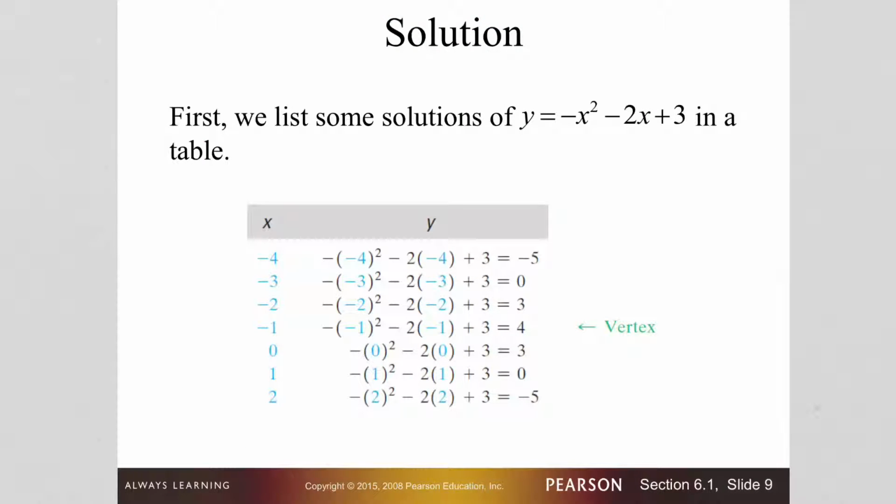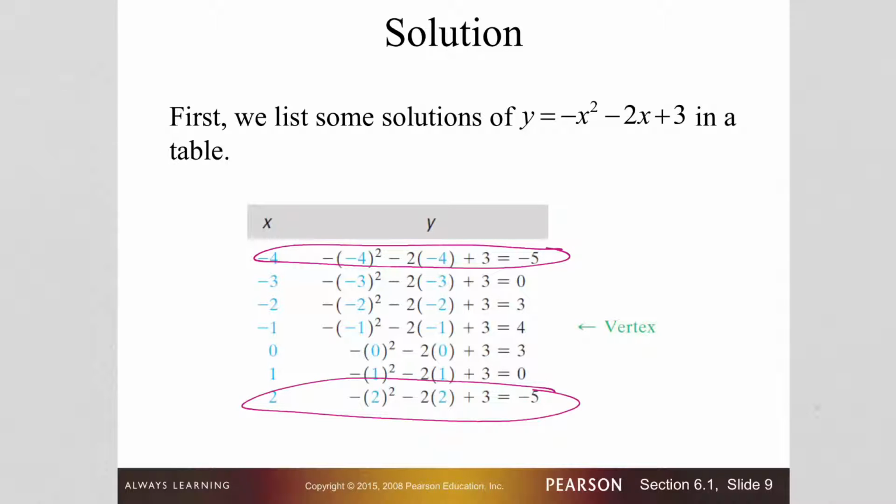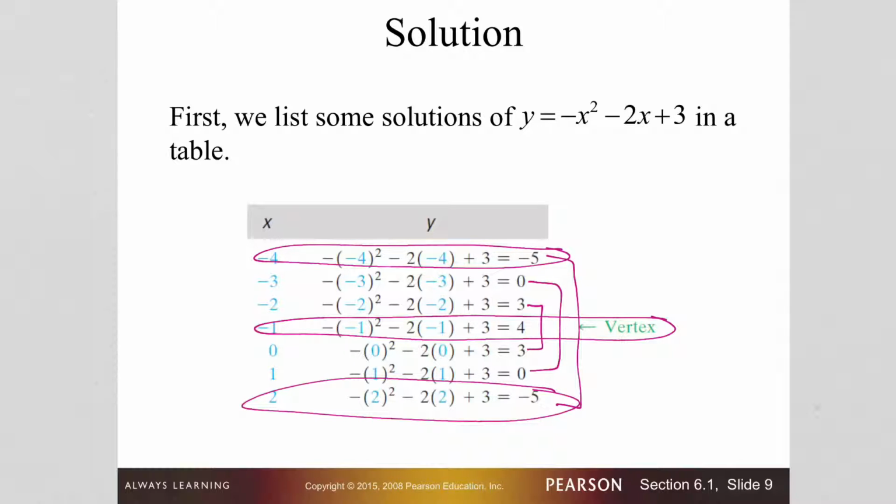Okay, notice on this page they did do extra points. They did this one and this one. And I really do hope that you're noticing that your vertex is going to be the only one that has a different y-coordinate. Otherwise, this and this one match, this and this one match, this and this one match. That's because of symmetry.